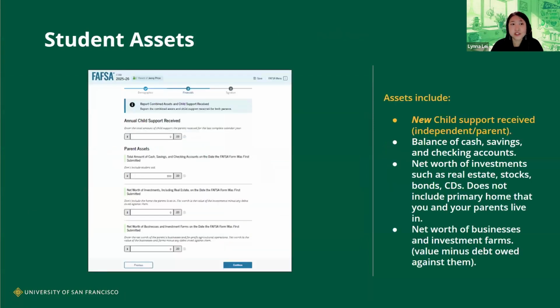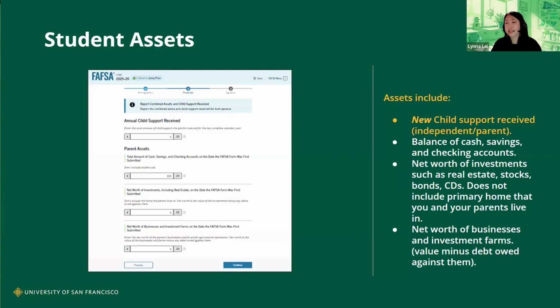Okay. Students will also be asked about their assets. This is quite new to the application. I think it started for the 2024 application, but child support received is considered an asset. So typically this is for dependent students to enter into their assets, and also parents. Oh, I forgot to mention this, but for the financial section, the student's portion looks similar to what a parent will see in their contributor financial section. So it applies to both.